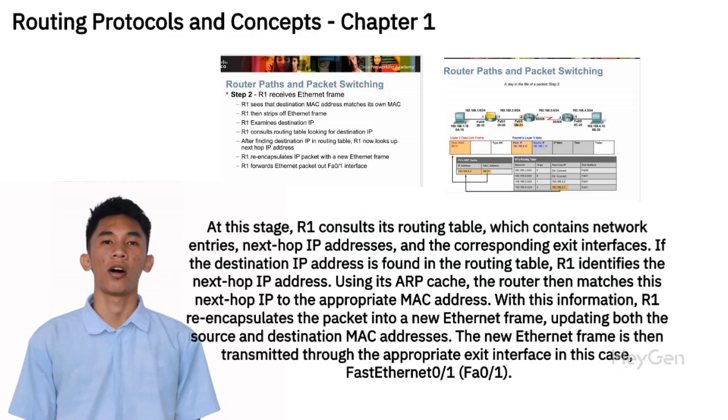At this stage, R1 consults its routing table, which contains network entries, next hop IP addresses, and the corresponding exit interfaces. If the destination IP address is found in the routing table, R1 identifies the next hop IP address. Using its ARP cache, the router then matches this next hop IP to the appropriate MAC address. With this information, R1 re-encapsulates the packet into a new Ethernet frame, updating both the source and destination MAC addresses. The new Ethernet frame is then transmitted through the appropriate exit interface, in this case, FastEthernet 0/1.